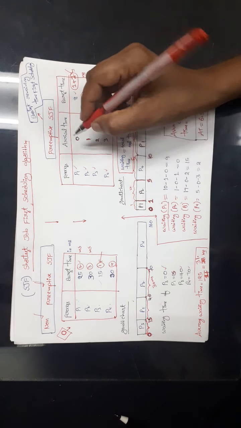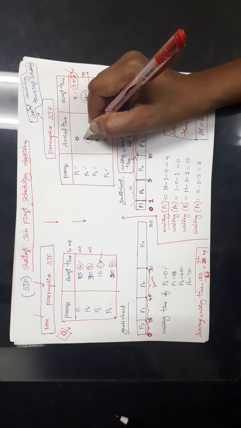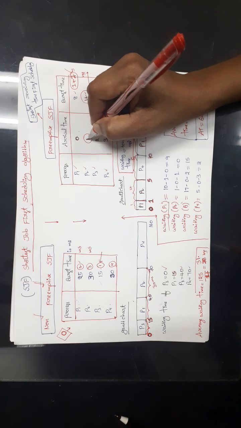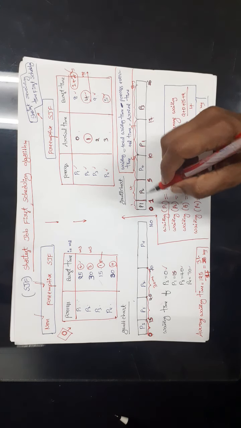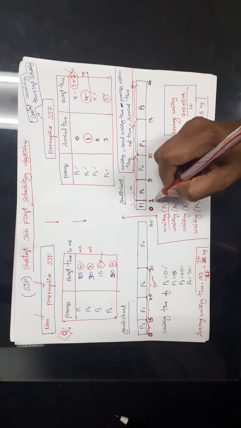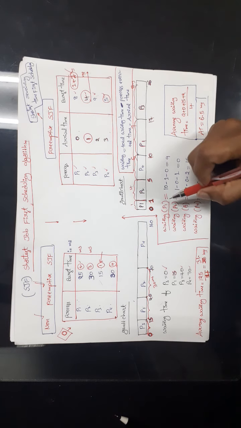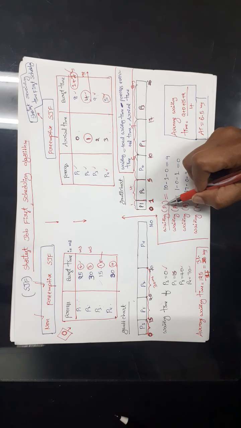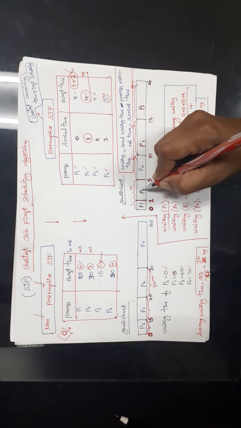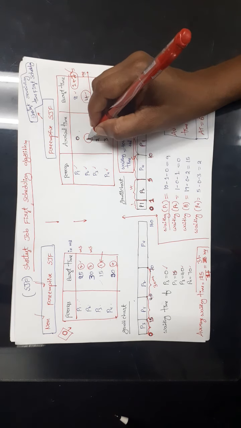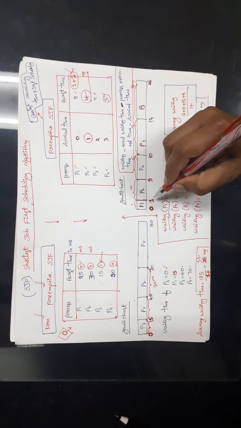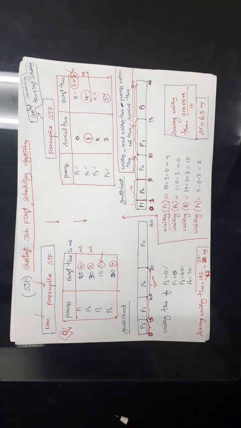But here if you observe, P2 has entered into the queue at 1 millisecond. At this time it has entered the queue, and at this time it got the CPU. That means it has not waited for any time, right? There is no waiting time associated with P2, because it has entered at this time and it was given the CPU at that time only.